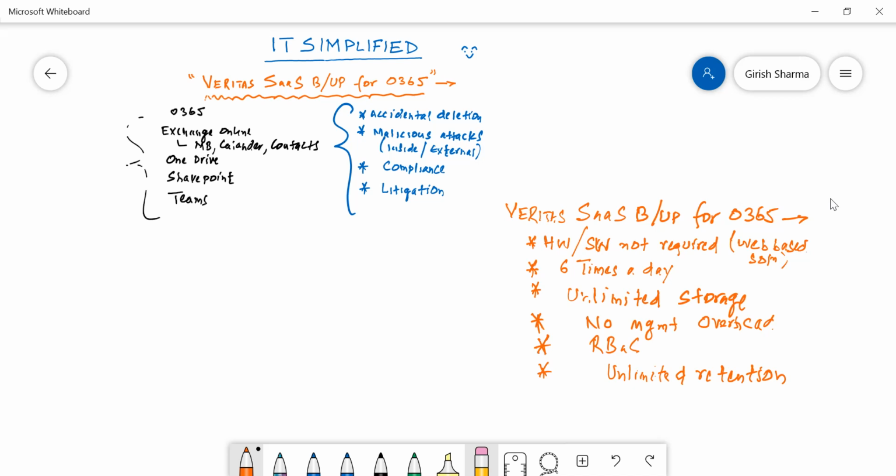So these are some of the reasons why Veritas SaaS Backup provides benefits to protect your Office 365 SaaS application.